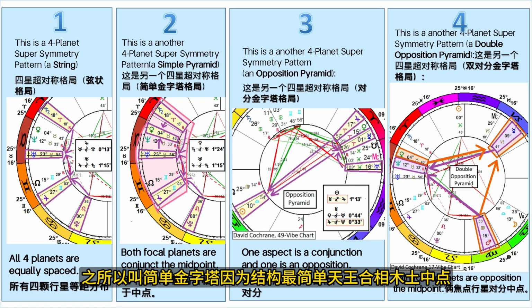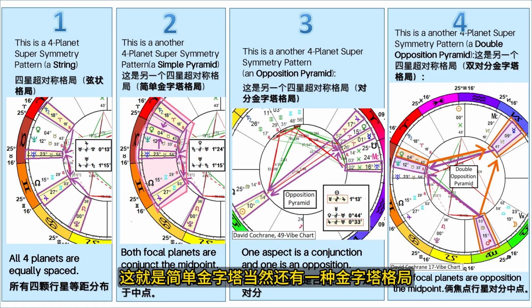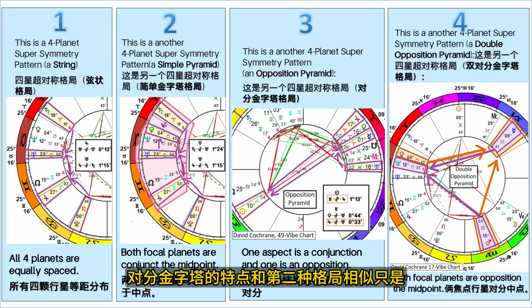It's just Uranus is conjunct the Jupiter-Saturn midpoint. Go halfway between one of these sides and put Venus there, and that Venus is conjunct the Saturn-Uranus midpoint. That is a simple pyramid. You can have an opposition pyramid, which is one of the other kinds of pyramids.